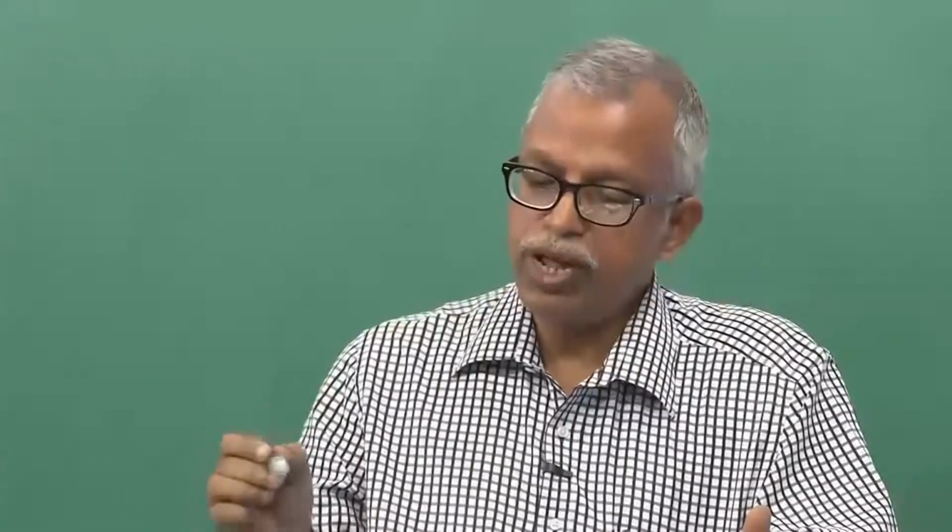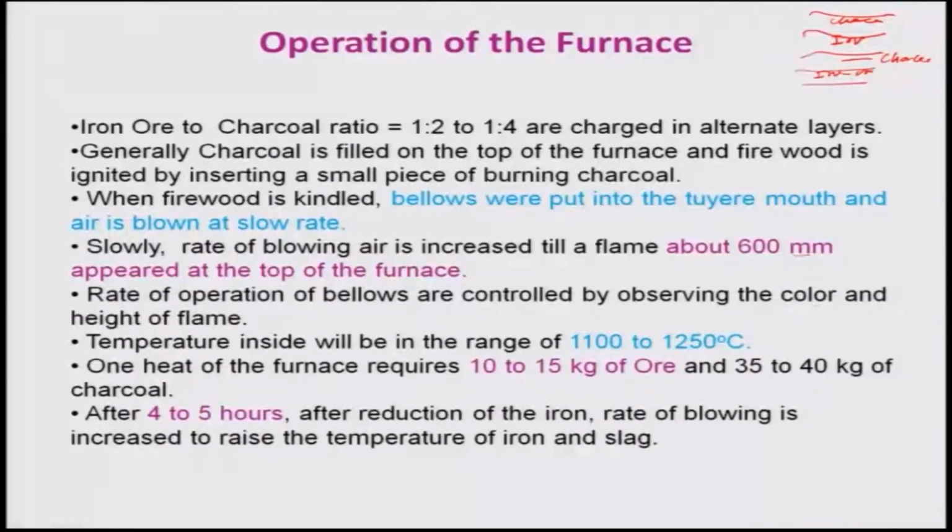So, once this flame increases, after that the bellows are controlled by observing the color and the height of the flame, and the temperature inside will range from 1100 to 1250 degrees Celsius. One can also change the air flow rates depending on what temperature you want, and one heat of the furnace requires around 10 to 15 kg of ore and 35 to 40 kg of charcoal.